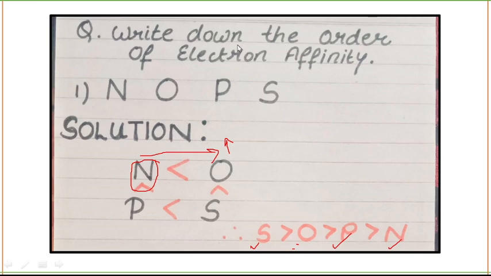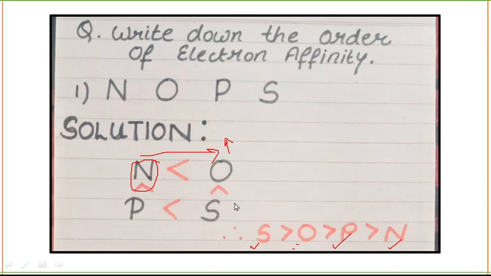You have to tell the order of electron affinity. You are given a particular series. To solve this question, first of all, you should know the periodic table. You should know the correct position of the elements in the periodic table. So first of all, we have arranged these elements in order according to their place in the periodic table. As you can see, nitrogen came first, then oxygen, and down to nitrogen phosphorus came, and down to oxygen sulfur came.